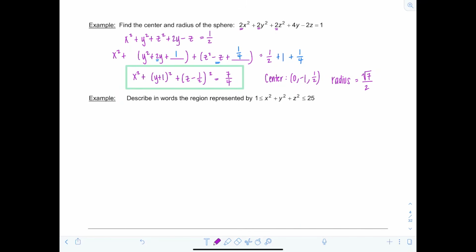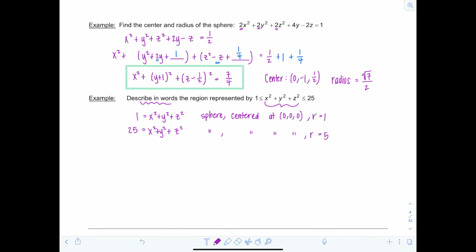Very nice. Okay, last example, describe in words, so you don't have to graph it, the region represented by the following inequality. So we have 1 ≤ x² + y² + z² ≤ 25. So think about it this way. If you had x² + y² + z² equaling 1, that's a sphere centered at the origin, right? Radius is 1. If you have 25 equaling x² + y² + z², again, that's a sphere centered at the origin whose radius is 5.